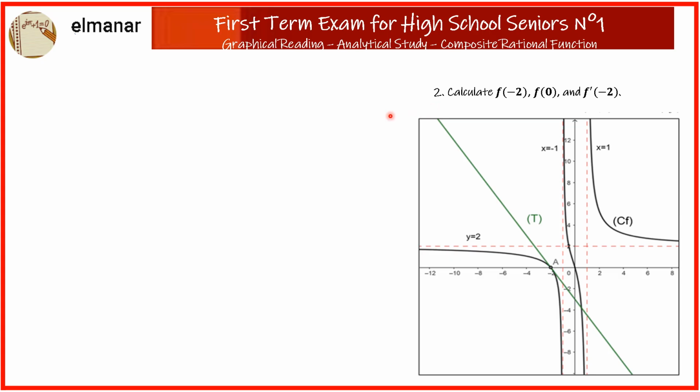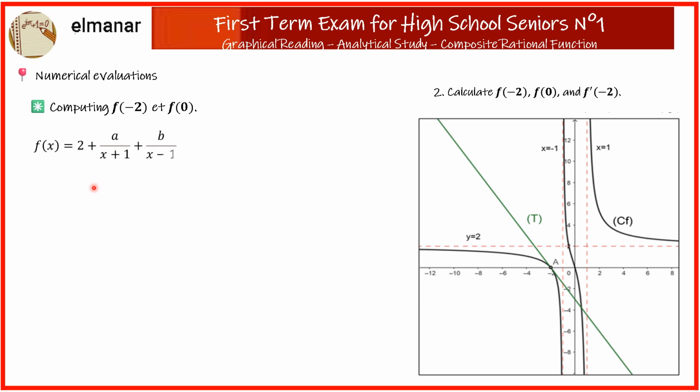Numerical evaluations. First evaluation: when the function f is evaluated at x equal to 0, it produces a result of 0. Second evaluation: when the same function f is evaluated at x equal to -2, it again gives a result of 0.